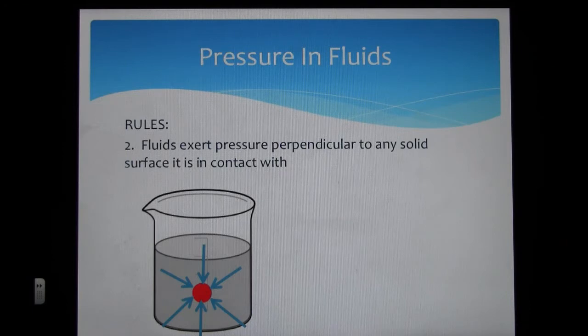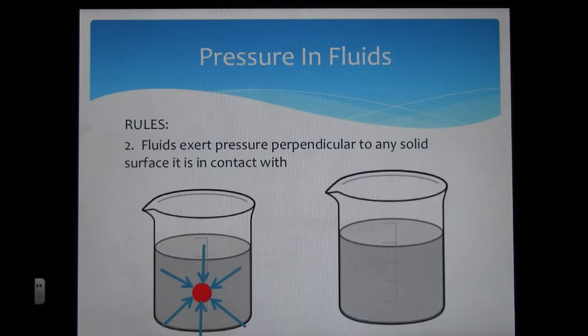Also, when a fluid is in contact with a container, it will only exert pressure perpendicular to the surface of the container, into the walls of the container and to the bottom of the container, perpendicular to the surface.